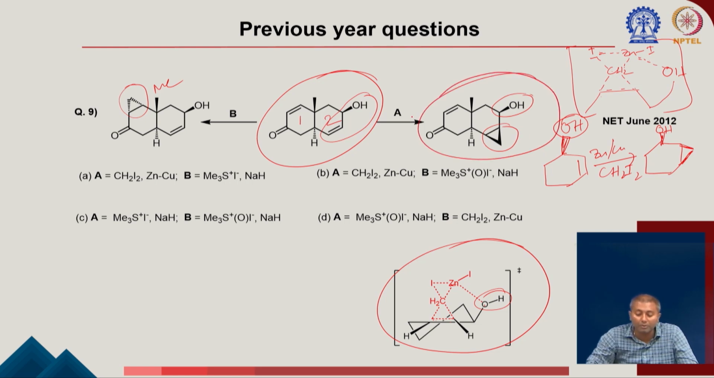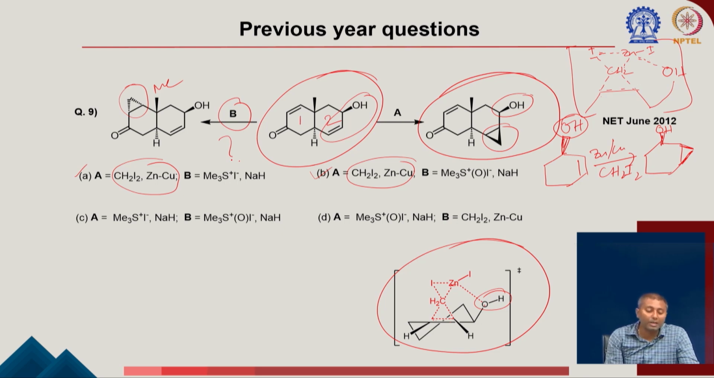If you want to form it, then you have to use the Simmons-Smith reagent. So that means if you go to option A and option B, then either option A or option B is correct, because in both cases we can find this is the reagent which is given. Now go to the reagent B. What is going to be the reagent B here?